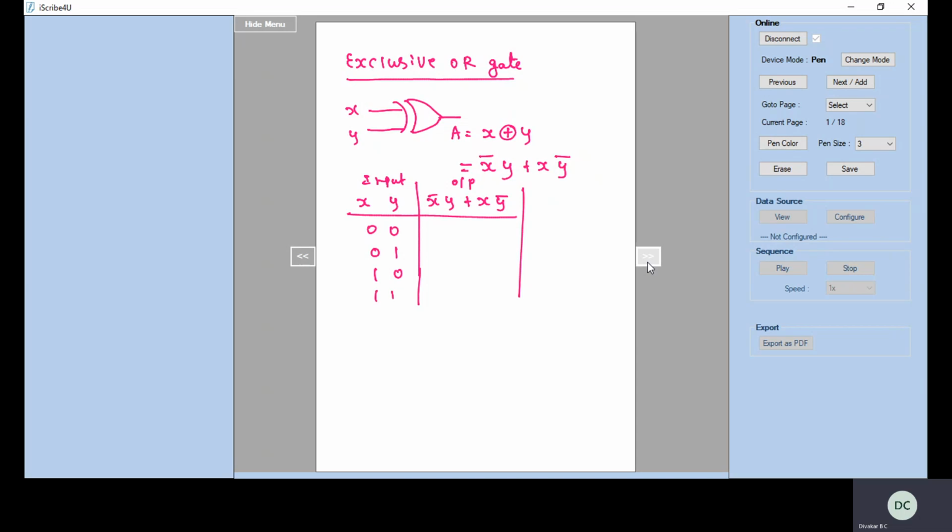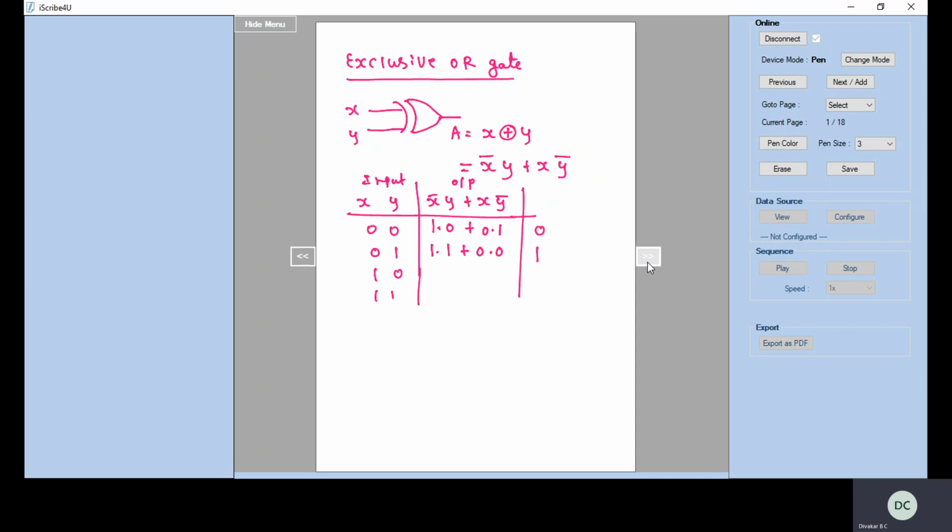So now, 0 bar is 1 into 0 plus 0. Y bar is 1 into 0 bar is 1, so 0 into 1 is 0. So again, 0 into 1. So x bar is 0 bar is 1. Y is 1 plus x is 0. Y bar, 1 bar is 0. So 1 into 1 is 1.